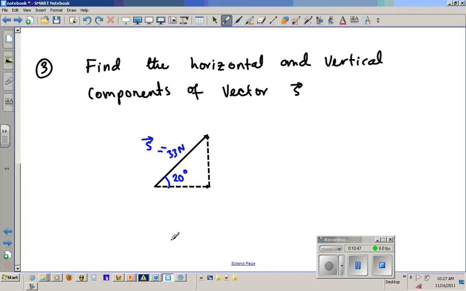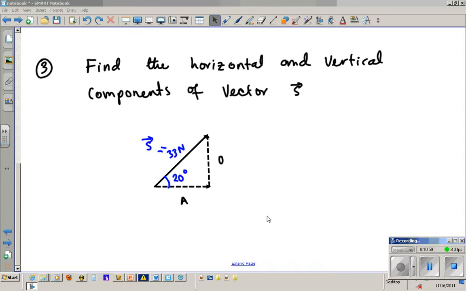If we use SOHCAHTOA, we know that this side, this is the angle, so this is opposite, right? O. And this is the adjacent A. So, to find a component, this is the vertical component, and this is the horizontal component, okay? So in SOHCAHTOA, which one has O? Let me write it down on the side. SOHCAHTOA.